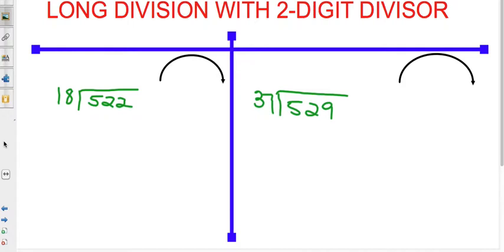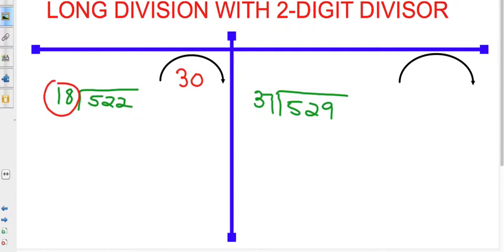We first estimate using easy numbers. We call that compatible numbers. Okay? The 18 I will make a 20. The 522 I will go to 600. 600 divided by 20 gives me an estimate of 30. I now have a pretty good estimate and I'm ready to do this problem.